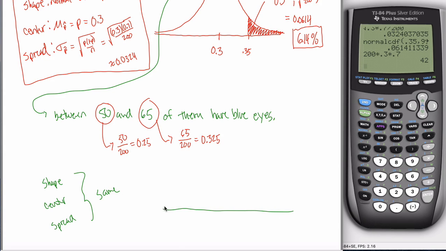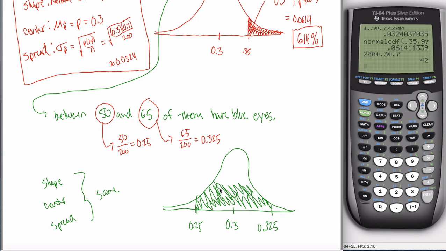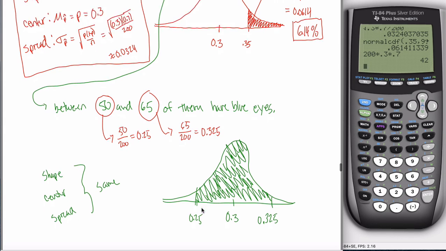But when I draw my picture, it's going to look a little bit different. That's a weird one. I still want 30% to be in the middle, but now I'm shading between 25%, so put it anywhere out here, it doesn't really matter, and 32.5%, put it out here. I can tell you from experience that what a lot of people do is they throw 50 here and 65 here. But you have to be careful. We're dealing with proportions here. So you don't care how many people have blue eyes. What you care about is the proportion of the sample that has blue eyes.